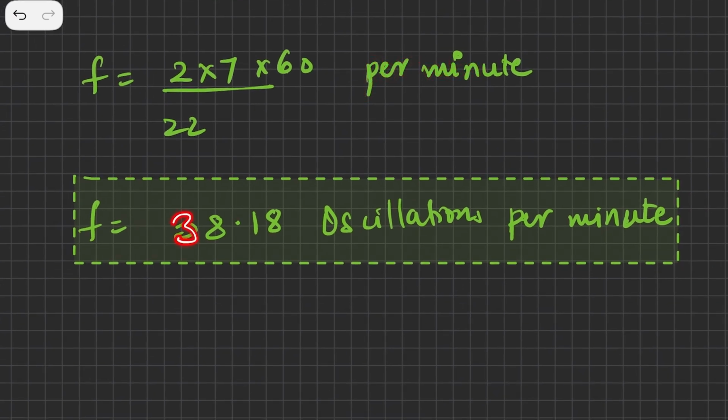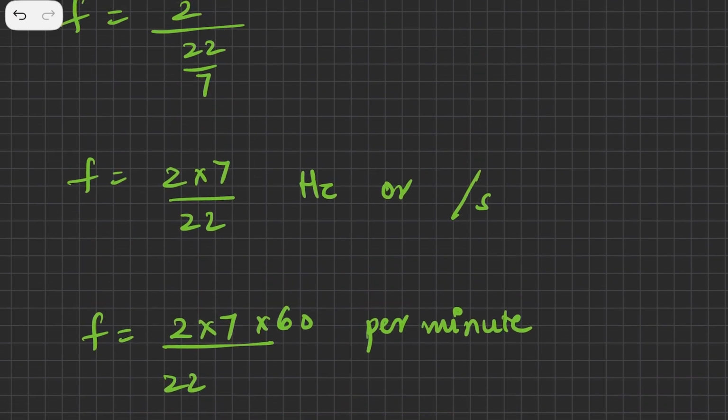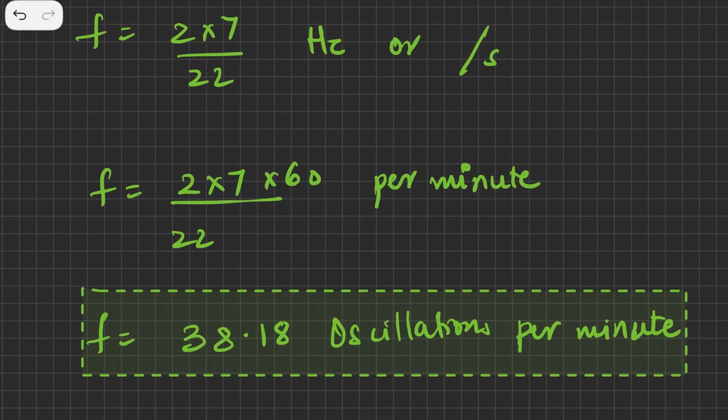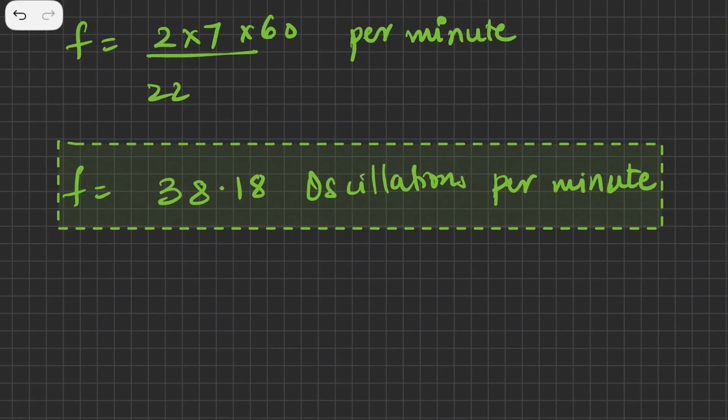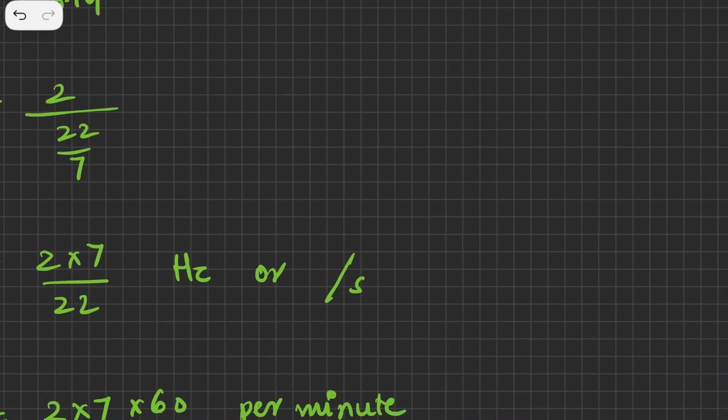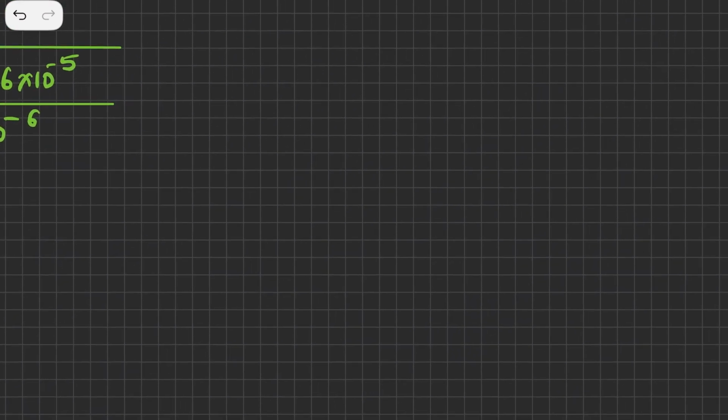So the final answer comes out to be 38.18 oscillations per minute. This is what the answer is expected as well, and we have found the same answer. So this is what today's numerical is. I hope you have understood the concept and the numerical.